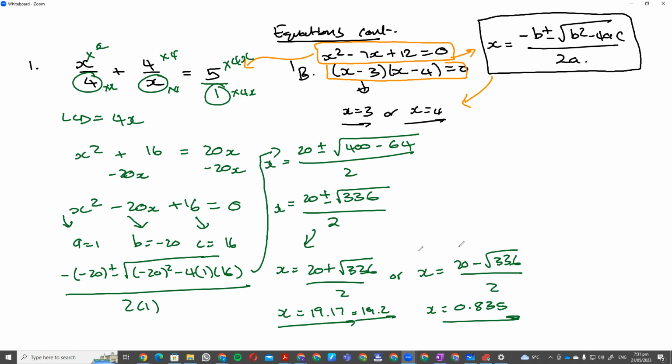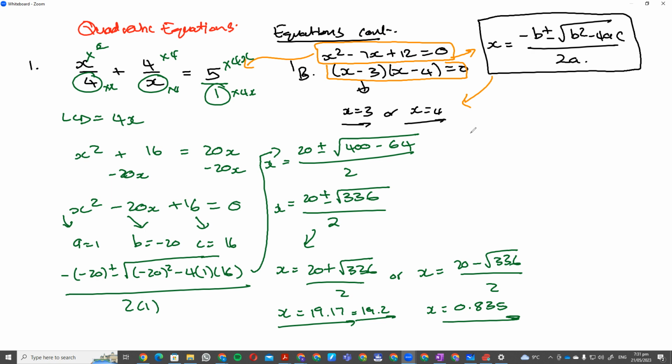And what do you call this? This is called a quadratic equation. And why is it called a quadratic equation? Because it has the power 2 in it for x.